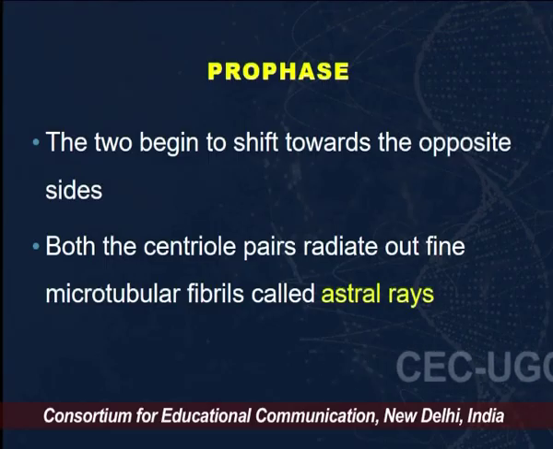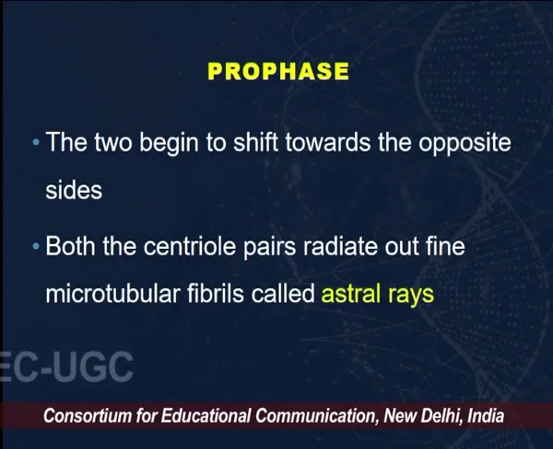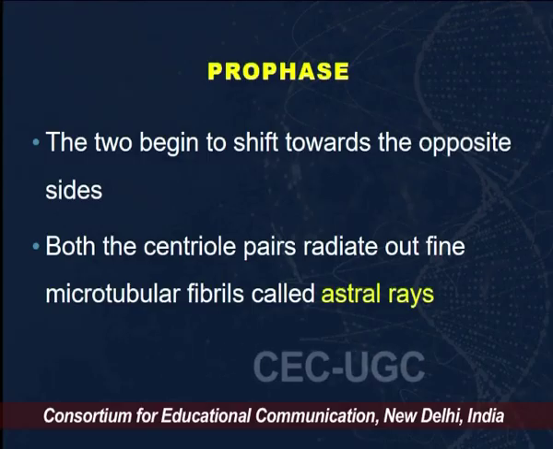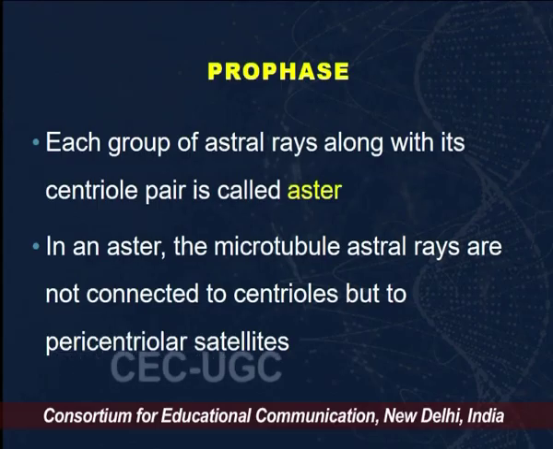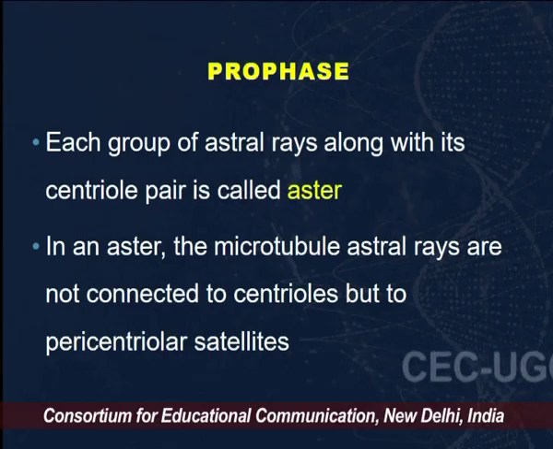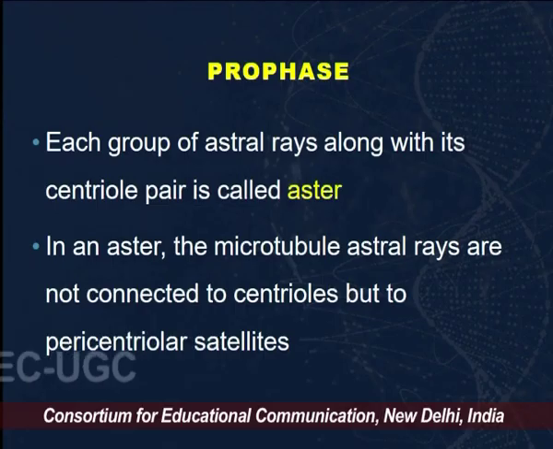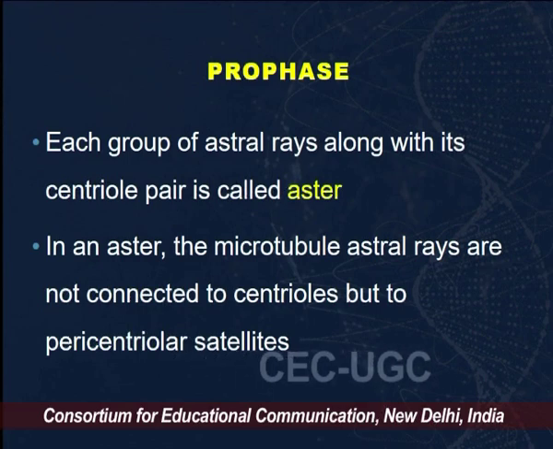These microtubular fibrils play a very important role in cell division. They separate out the two divided chromosomes into two different daughter cells by joining through centrioles. Each group of astral rays along with its centriole pair is called an aster. In an aster, the microtubular astral rays are not connected to the centriole but to the pericentriolar satellites.